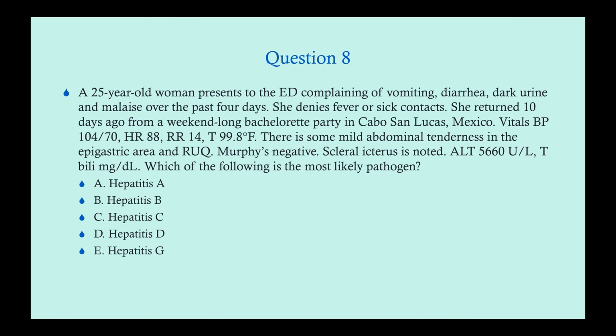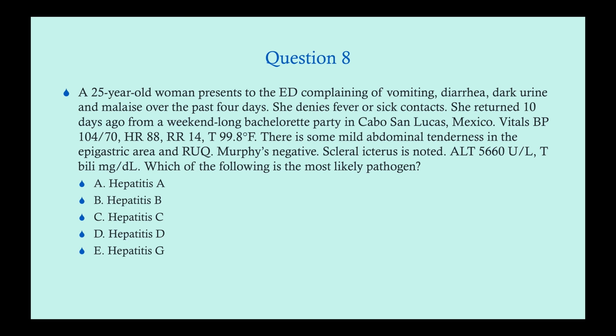Question 8 gives us a 25-year-old woman presenting to the ED complaining of vomiting, diarrhea, and dark urine and malaise over the past 4 days. She denies fever or sick contact. She returned 10 days ago from a weekend-long bachelorette party in Cabo San Lucas, Mexico. Vitals: blood pressure 104/70, heart rate 88, respirations 14, temperature 99.8 degrees Fahrenheit. There is some mild abdominal tenderness in the epigastric area and right upper quadrant. Murphy sign is negative. Scleral icterus is noted.